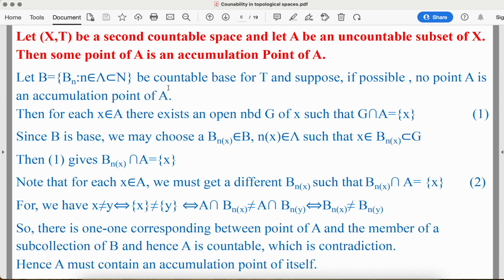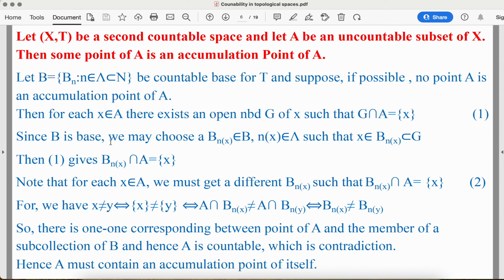We have assumed the opposite. We need to prove that some point of A is an accumulation point of A. So we are supposing that, if possible, no point of A is an accumulation point of A. Then for each x belonging to A, there exists an open neighborhood G of x such that G intersection A is equal to the singleton set {x}.